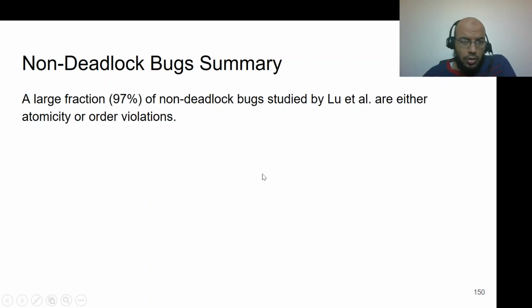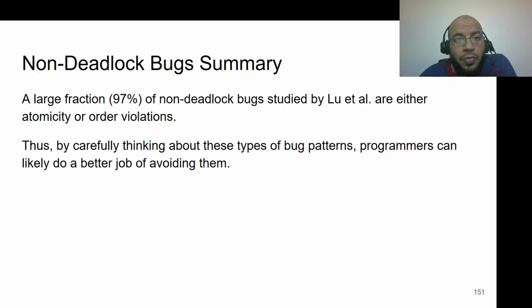So a large fraction, 97% of non-deadlock bugs studied by Lu, are either atomicity or order violations, and these are quite simple to solve. They are just very, very hard to debug. I mean, basically, debugging this can take months, if not years, to get right.